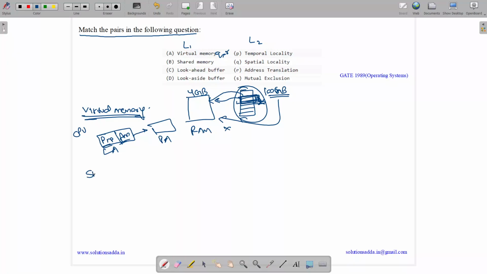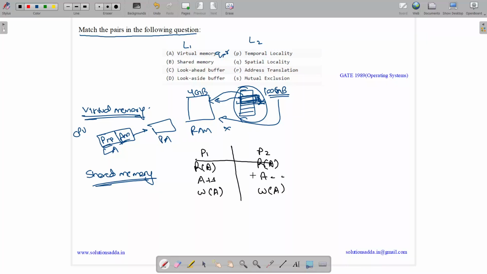Now let us see shared memory. What is shared memory? Shared memory concept is related to the critical section. What it says is that, let us suppose we have two codes P1 and P2. P1 reads A, P1 increments A, and P1 writes A. And P2 reads A, P2 decrements A, let us suppose, and P2 writes A. And let us suppose A is shared and has a value 10.